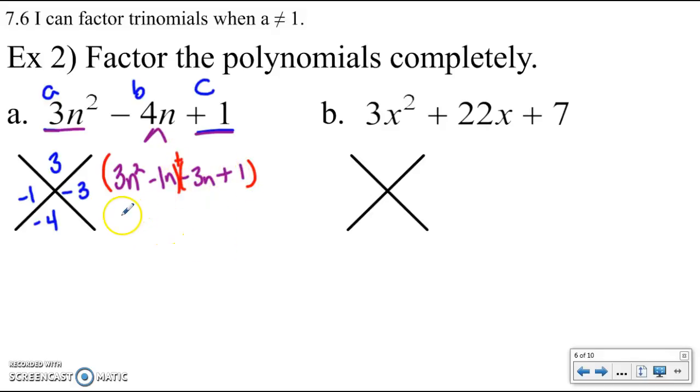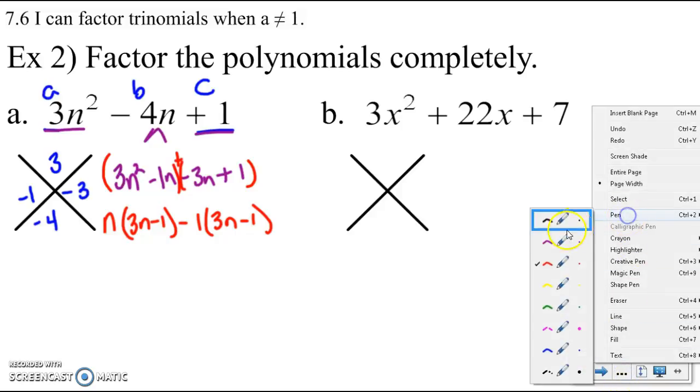In the first group, I only have an n in common. So if I take an n out, I'm left with 3n minus 1. And in the second group, I can only divide by 1, but I'm actually going to make it a negative 1 because you'll notice that I have that negative there in the front. I want to get rid of that. So negative 3 divided by negative 1 is positive 3. 1 divided by negative 1 is negative 1.